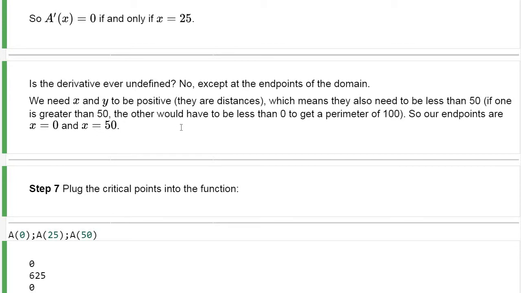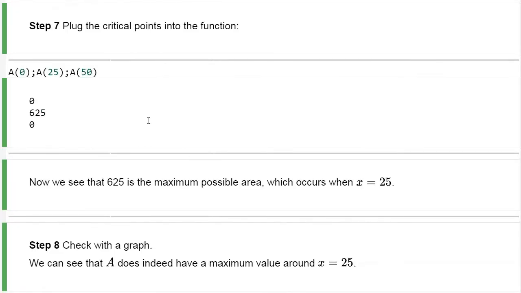Alright, so we're going to take our one critical point where the derivative is 0, x equals 25. We're going to take the endpoints of our domain, 0 and 50, and plug them into the area function. And we'll see which one gives us the biggest. The biggest area here is 625. That came from x equals 25. So that is the answer that we want.